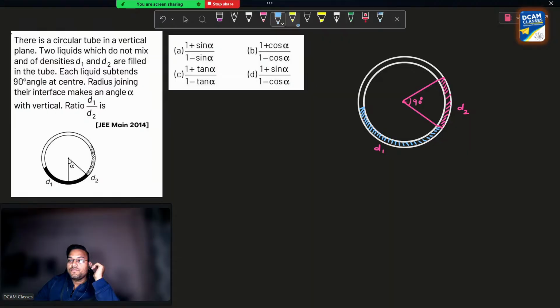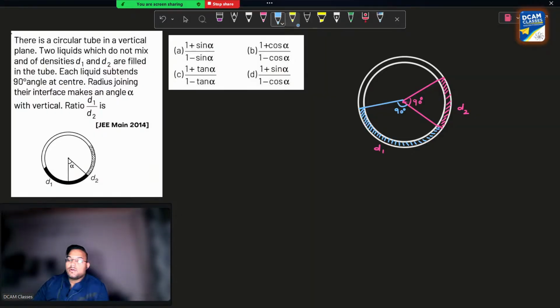Further, if I take this angle, this also is 90 degree. Actually I'm not able to draw properly, but visualize it like that. Now you have to find out the ratio of D1 by D2. Assume this is air. Here atmosphere pressure is P naught. Here also pressure is P naught.